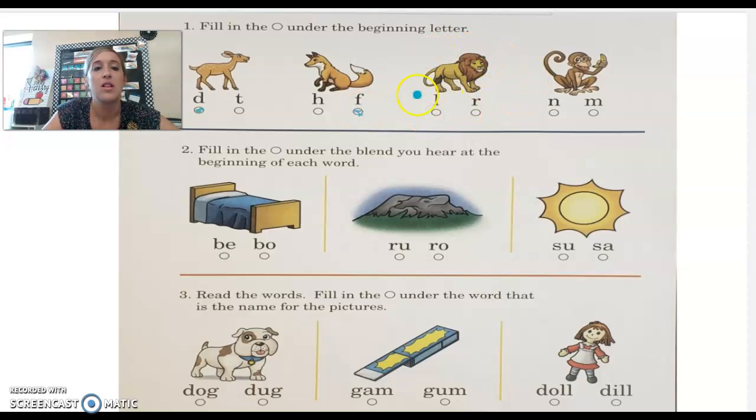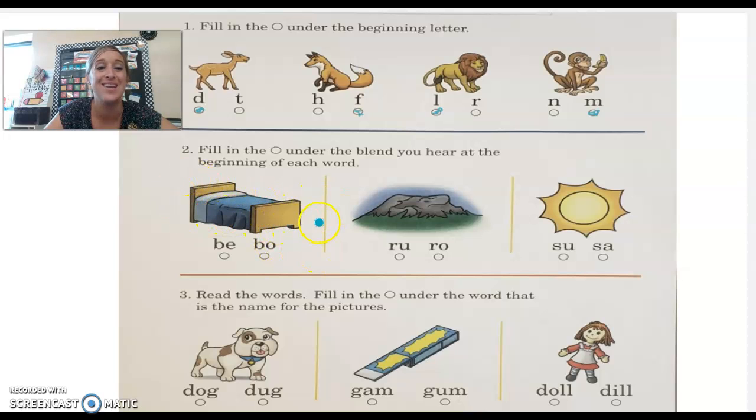This is a lion. Lion. Which one says l? Good, this one right here. This is a monkey. Monkey. Which letter says m? Good, this one.